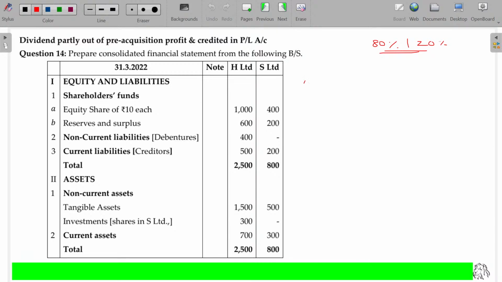So now reserves and surplus. What about the reserves and surplus? We have 200 rupees. This is the total. Now segregate that to pre and post. So pre-acquisition profit being 100 rupees minus dividend declared.